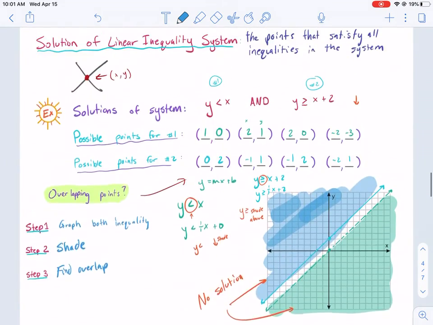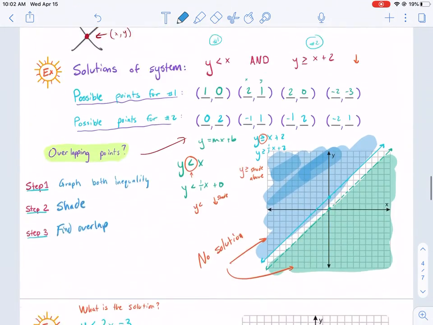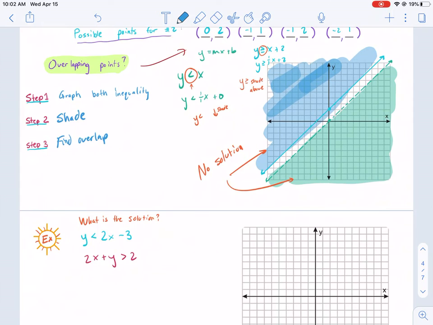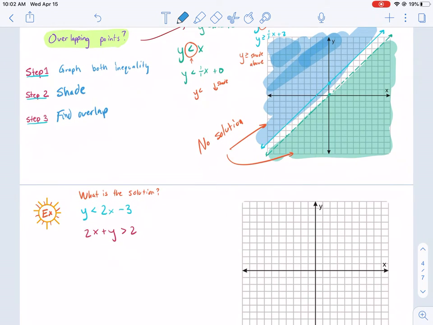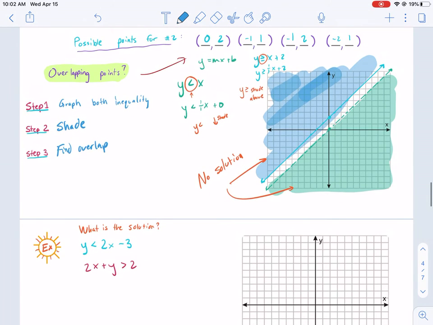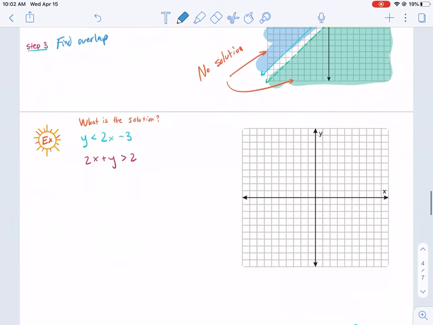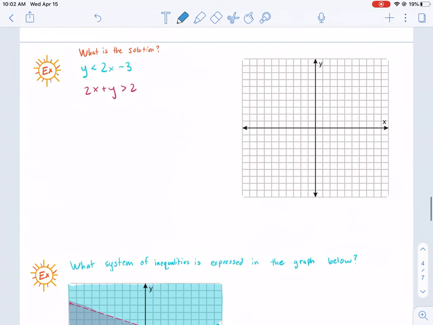Welcome back. We were discussing systems of linear inequalities, and we already talked about what it means to have a solution. It's where the shaded areas of two linear inequalities overlap. We had our first example, which did not overlap, so there's no solution. So let's go ahead and work on the next example, and hopefully we have some overlap.